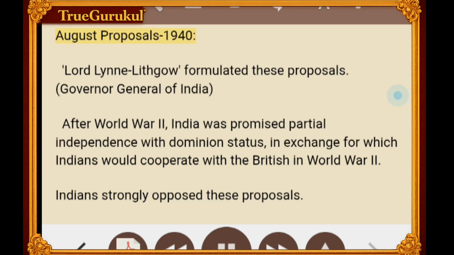August Proposals 1940. Lord Linlithgow, the Governor-General of India, formulated these proposals. After World War II, India was promised partial independence with dominion status, in exchange for which Indians would cooperate with the British in World War II. Indians strongly opposed these proposals.